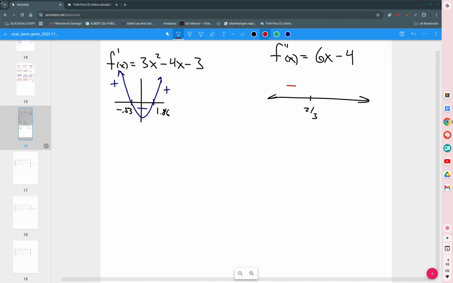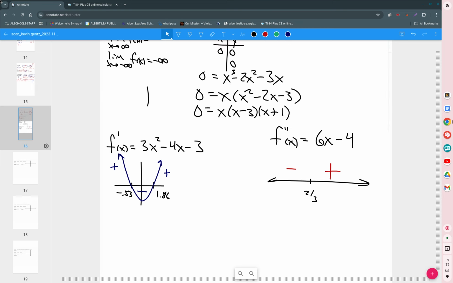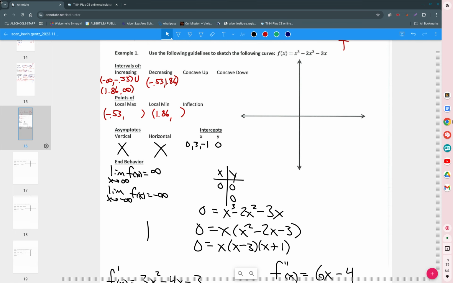Give me a number that's bigger than 2/3, Mr. Jacob. 5. 6 times 5 is 30 minus 4. Great, that's positive, okay? So I use my number line test. You can use a graph or a number line test. Either one is just fine. And that tells us our important characteristics of both concavity as well as inflection. Concave up from negative infinity to 2/3. Concave down from 2/3 to infinity. The inflection happens at x equals 2/3.